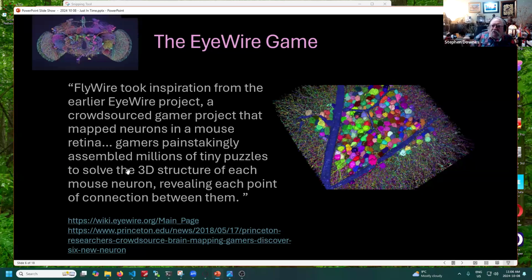This is a project from 10 years ago that inspired Flywire. iWire, Fly, you get the idea. And a lot of this happened before AI really came into the picture. And again, though, they did the same sort of thing. They mapped neurons in a mouse retina. They painstakingly assembled millions of tiny little puzzles to solve the 3D structure for each mouse neuron.